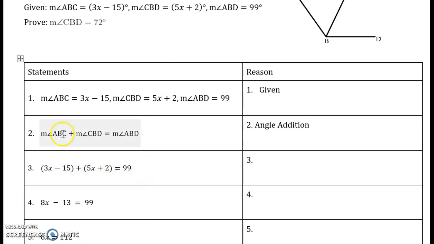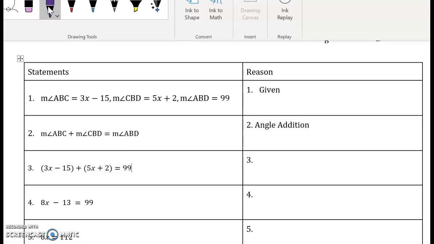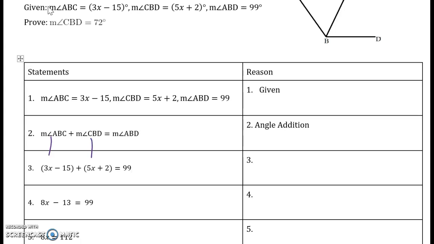Now, if you look at this, what changed from this step to this step? Well, in the previous one, it says measure ABC, and then it says 3x minus 15. Well, if you'll notice, ABC does have a measure of 3x minus 15. CBD has a measure of 5x plus 2, right? So what's happening here is these things are being replaced or substituted. Okay? So our justification here is the substitution property, which basically says that you can substitute two like things. You can replace anything that you need to that way.